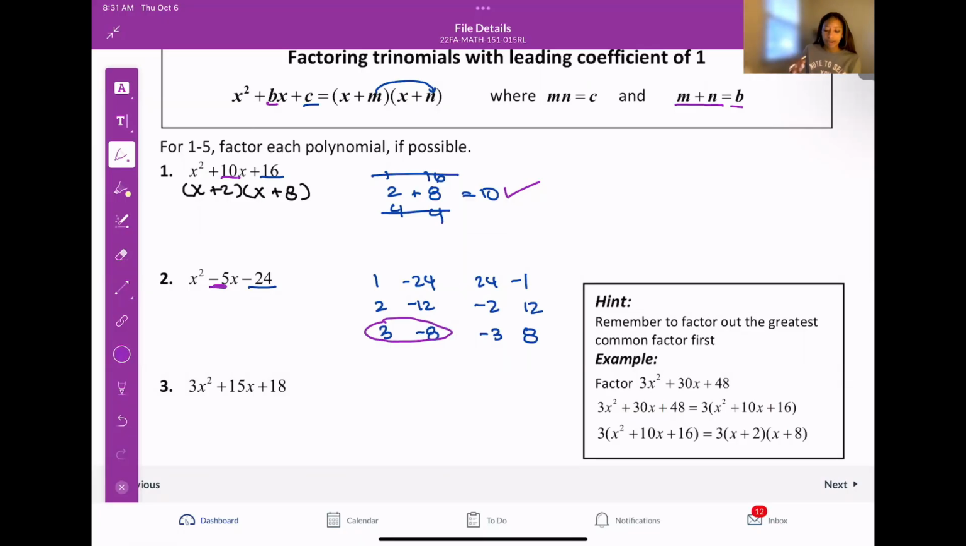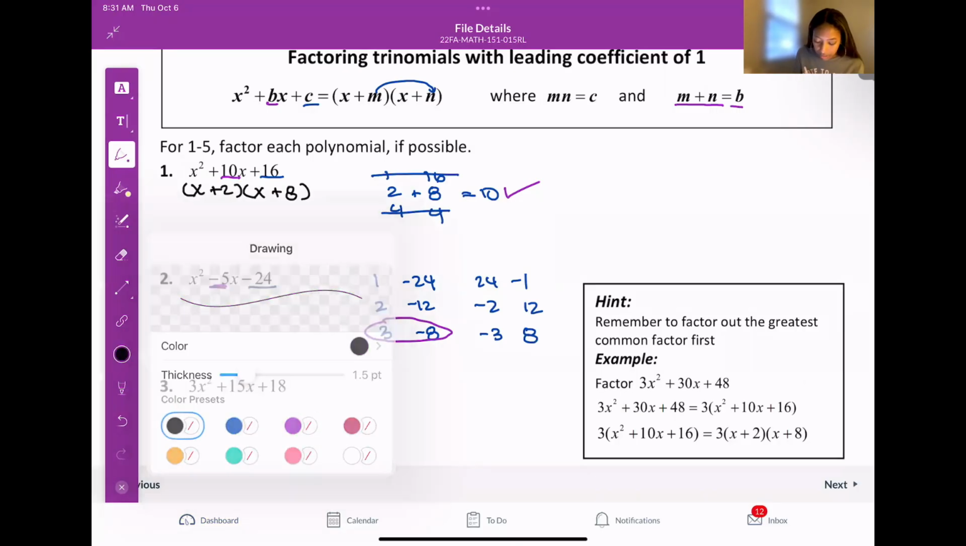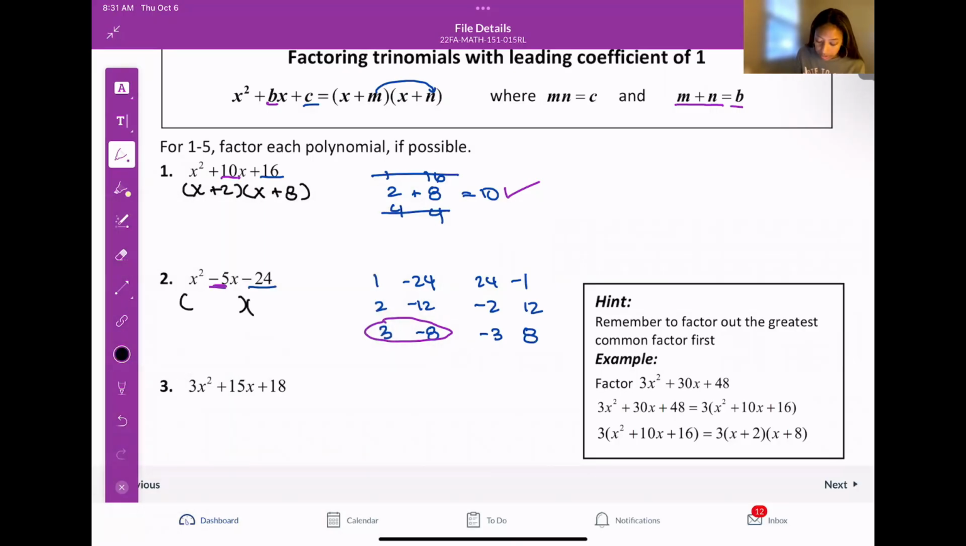You don't have to list out the rest of the factors once you find the ones that work. So what does this mean as far as our 2 binomials? This is going to factor to an x plus 3, but since that 8 is negative, we're going to end up with an x minus 8.